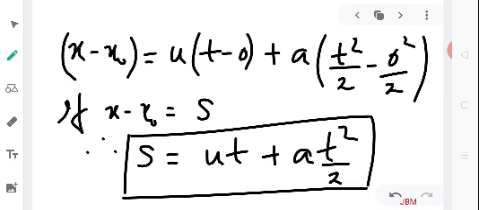So again you can see that very easily, very simply, using the method of calculus, we can obtain the second equation of motion. Now before we proceed any further, just let me know if you are having any doubts in the first and the second equation of motion.